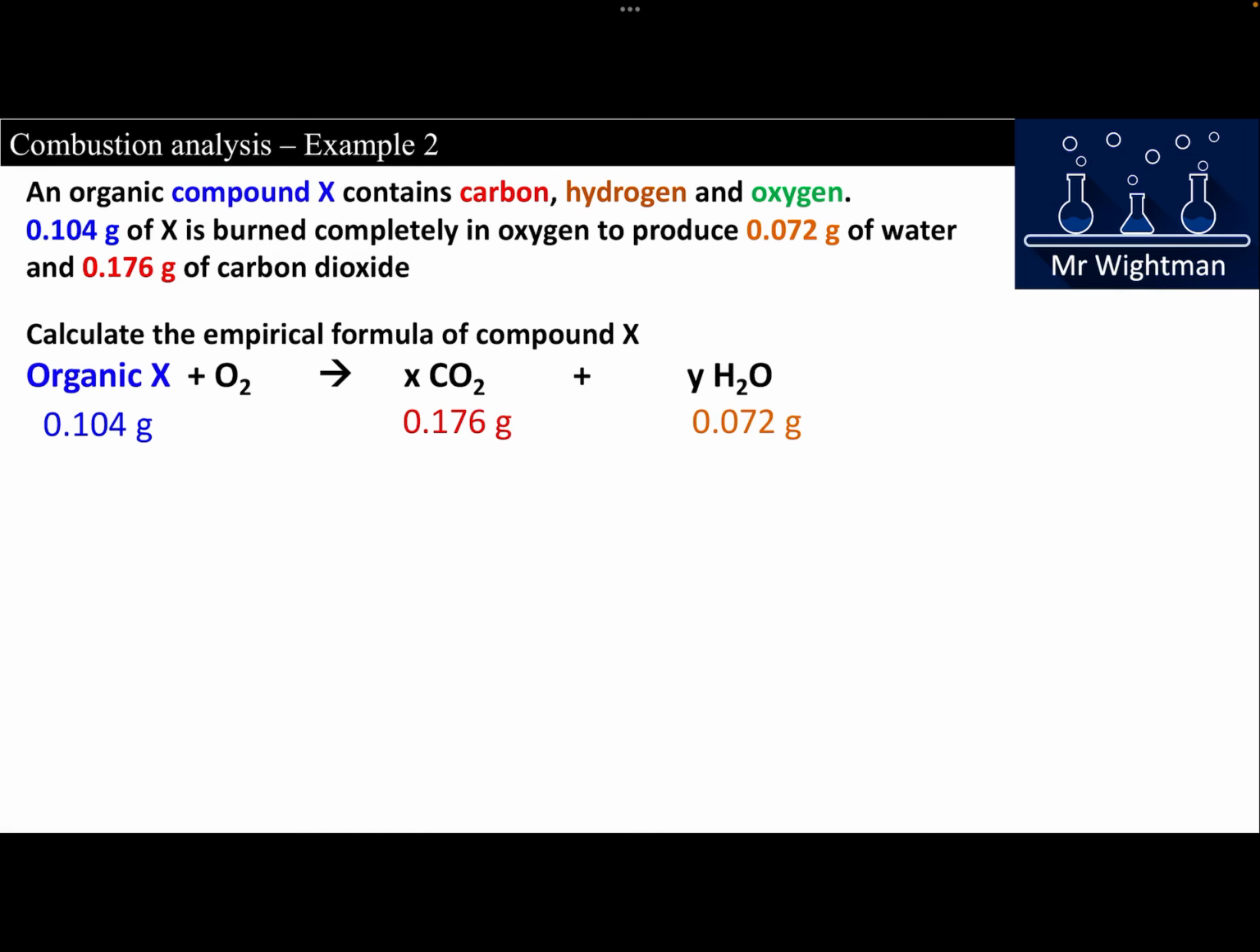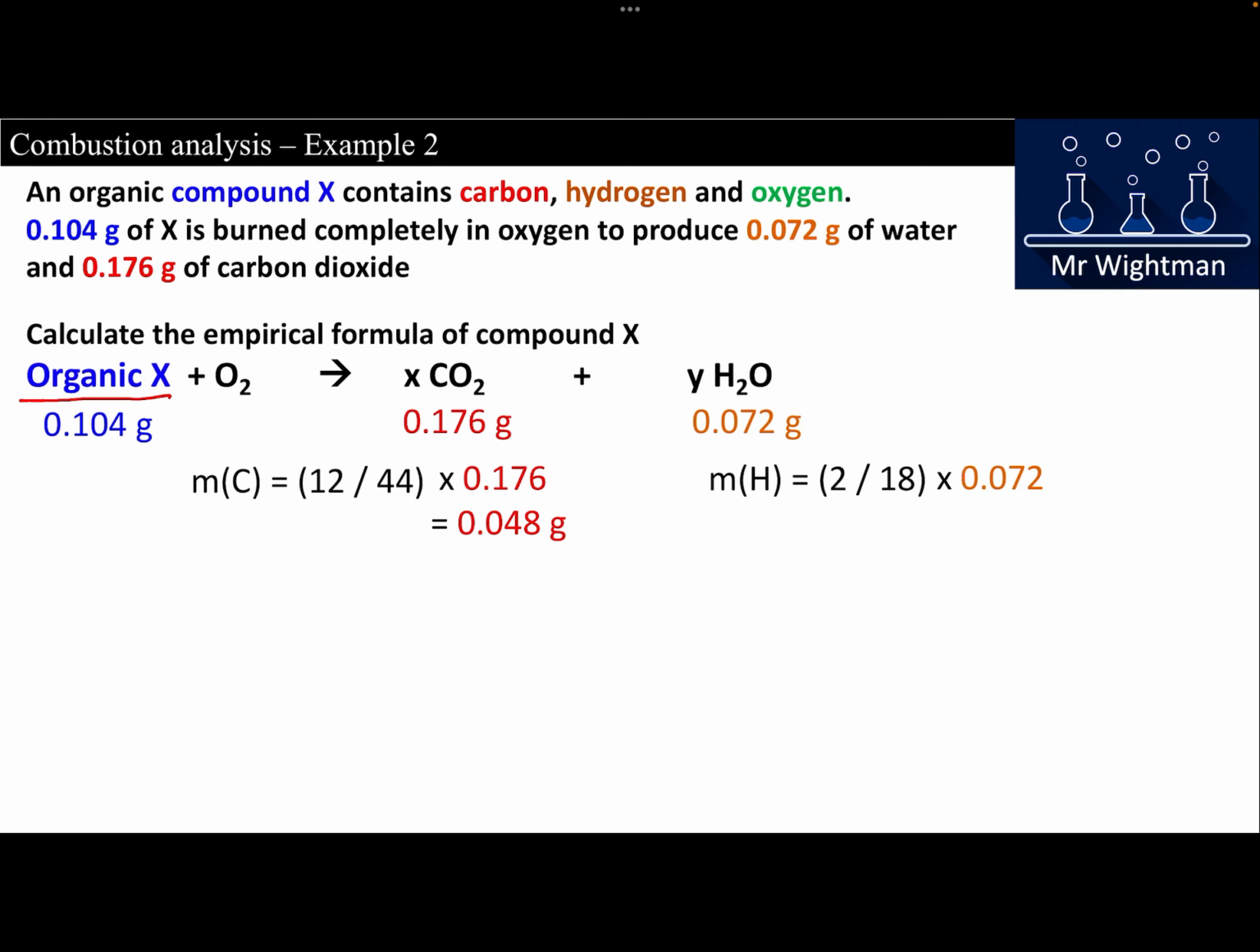Don't try to work out the formula of organic X by guessing, because most questions would want you to show by calculation and not just trial and error of balancing an equation. So we know that the mass of CO2 and water produced are those values, so we proceed in the same way. So mass of carbon is 12/44 times that mass. That gives us the mass of carbon, and the mass of hydrogen would be 2/18 times 0.072, and that would give us that mass of hydrogen.